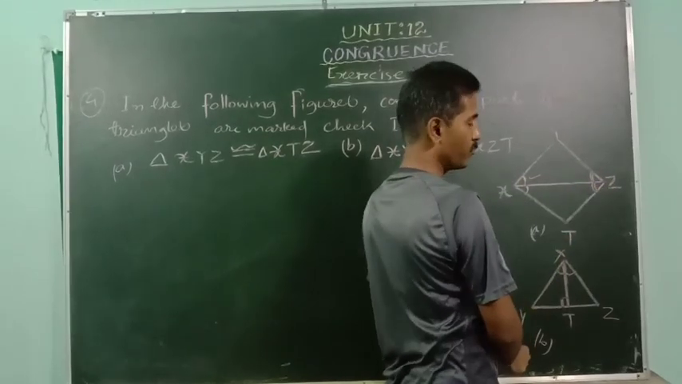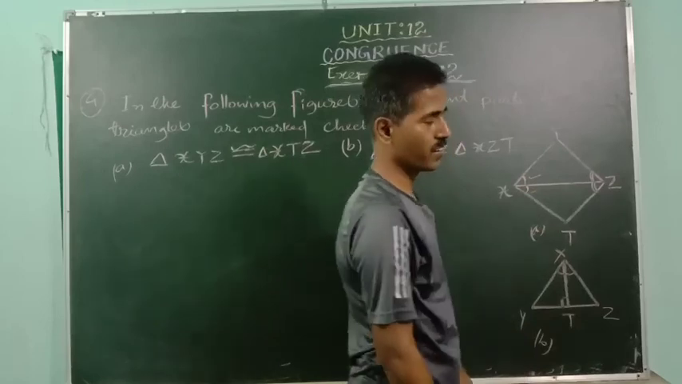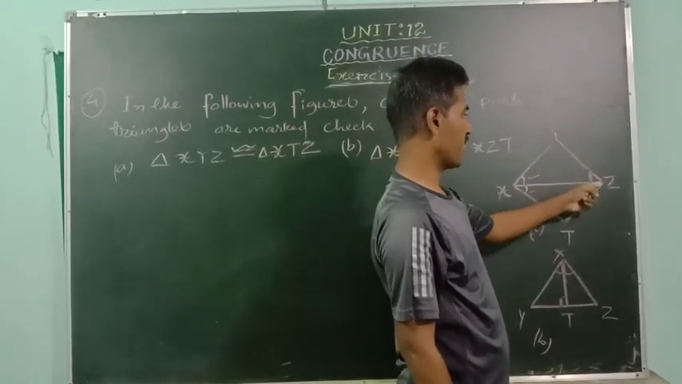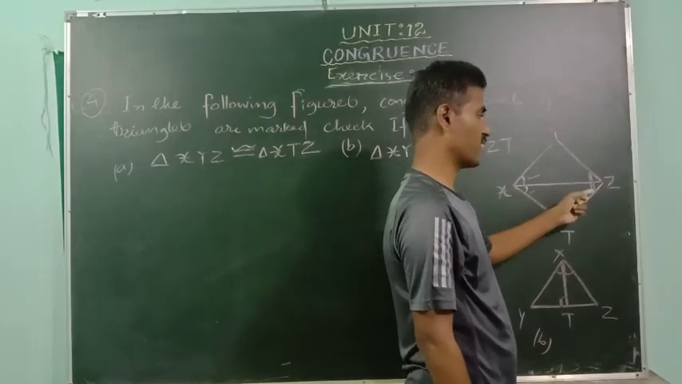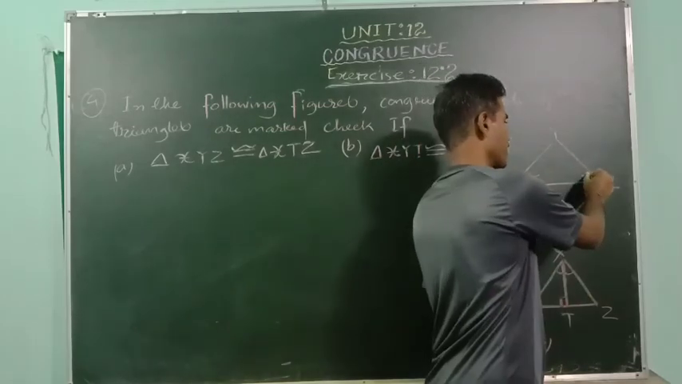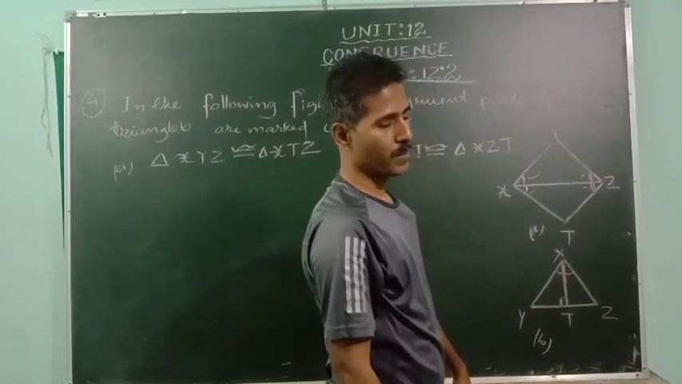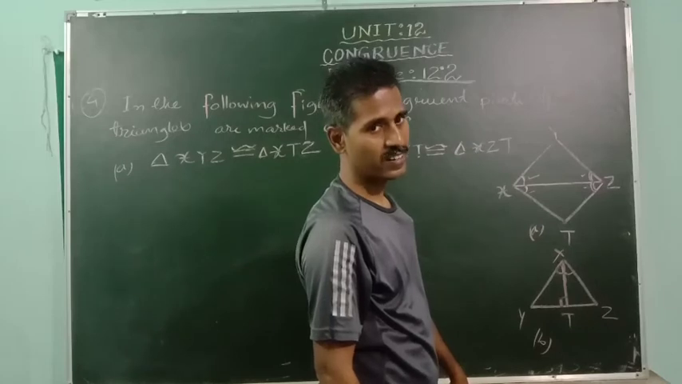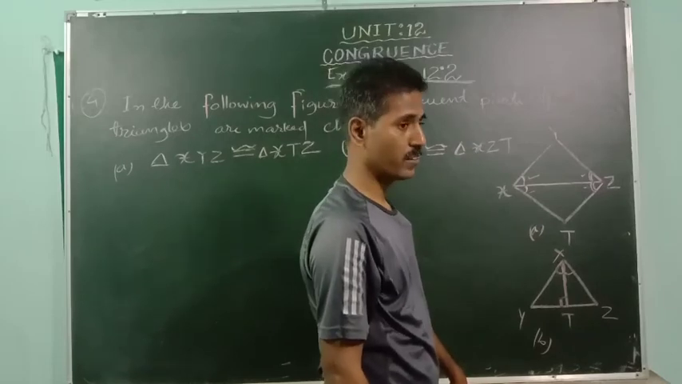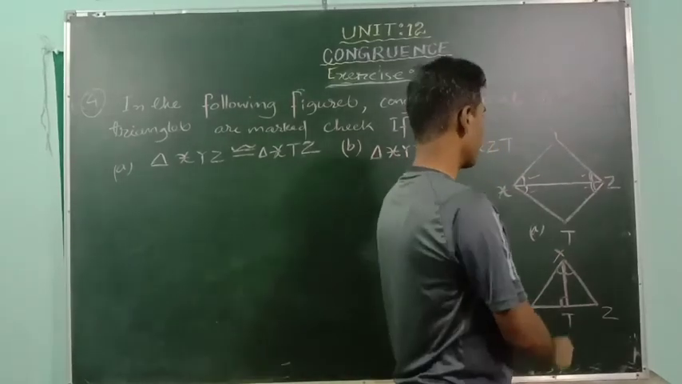How do you know? Because it is marked here. That means this angle equals this angle. Again, angles YZX and TZX are equal because it is marked here. If only two angles are equal in two triangles, you cannot say that they are congruent. But here, let us explore more what you get.